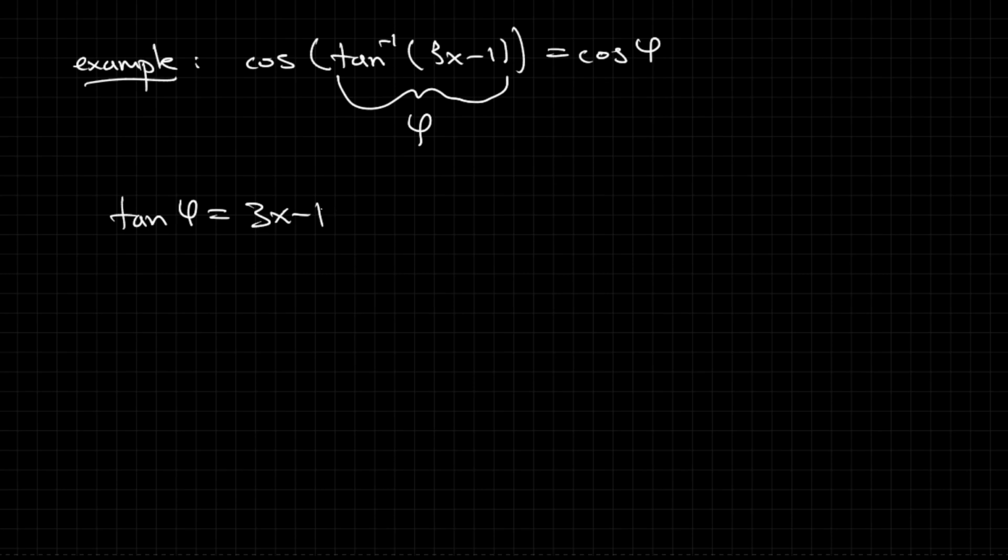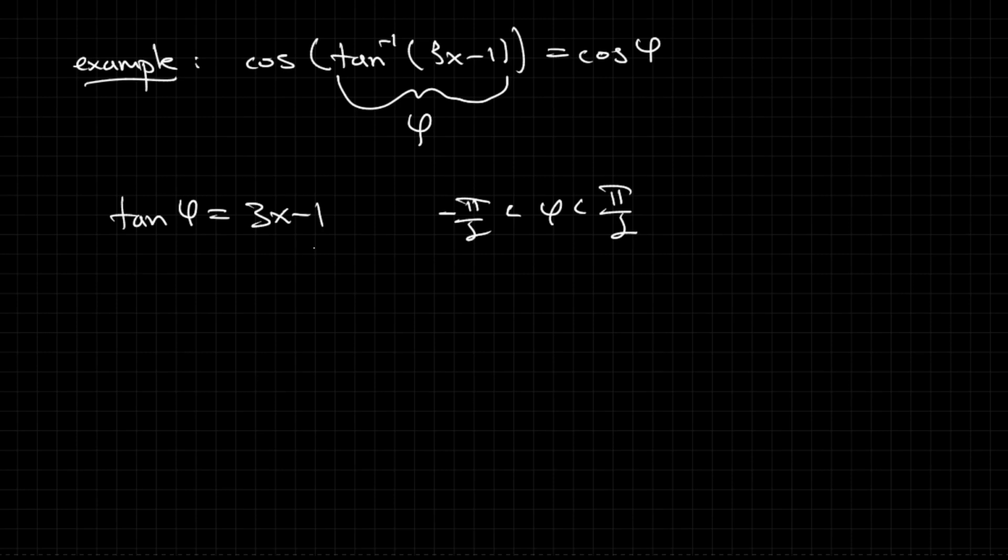And we use the inverse function to say that tangent of phi is 3x minus 1, and phi is between minus pi over 2 and pi over 2. And I guess technically I should not put these equals because tangent is not defined at negative pi over 2 and pi over 2. So another way that you can go about doing this type of problem is by constructing a triangle with an angle phi and then determining cosine phi. And let me show you how that goes.